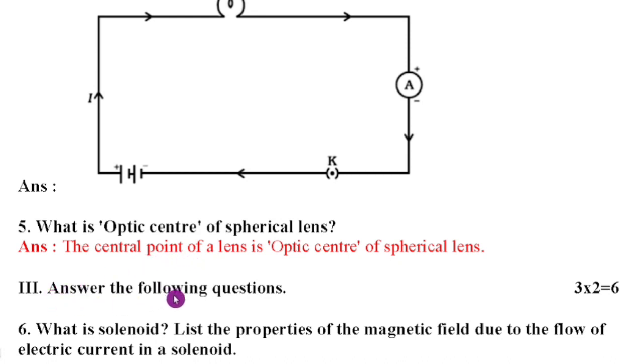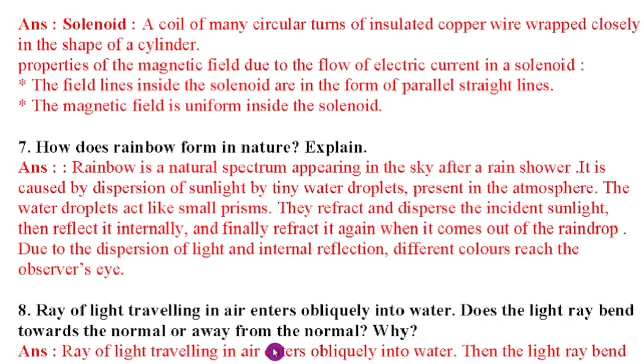Third main: answer the following questions. 3 questions into 2 marks, 6 marks. What is a solenoid? List the properties of the magnetic field due to the flow of electric current in a solenoid. So a solenoid means a coil of many circular turns of insulated copper wire wrapped closely in the shape of a cylinder.